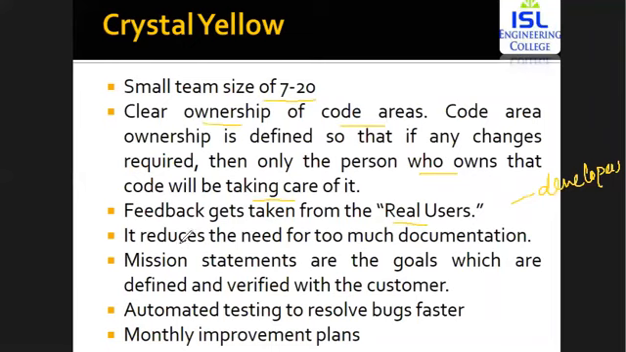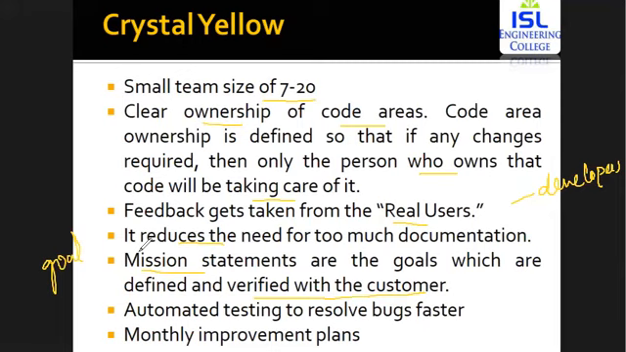Again, this Crystal Yellow reduces the need for too much documentation. You're not going to require too much documentation in here, whereas you're going to focus on the mission statement. That is, what is the goal of the software that you're developing. And in here, each of the things defined by the end user is going to be verified with the customer. There might be an end user, a particular person or company, that is designing a software to be developed for some specific type of customers. So you're going to call a specific set of customers so that you can verify whether these are the only things that you want within the software. You're going to verify each of the goals that are defined with the customer.